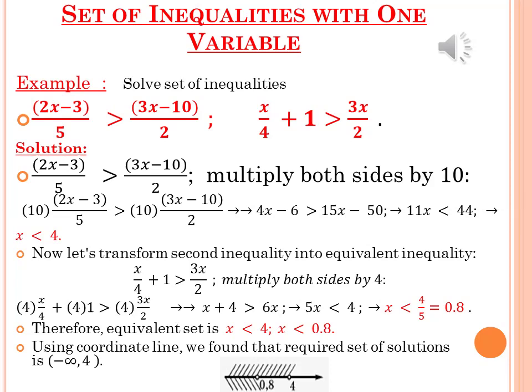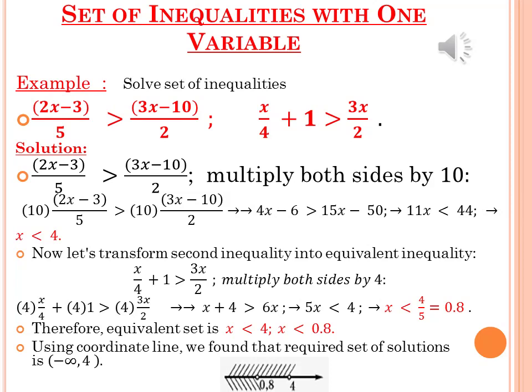So multiply both sides by 4 or 2? No, 4 only, not 2. The greatest common denominator is 4. So multiply 4 times x over 4 plus 4 times 1 greater than 4 times 3x over 2 here.